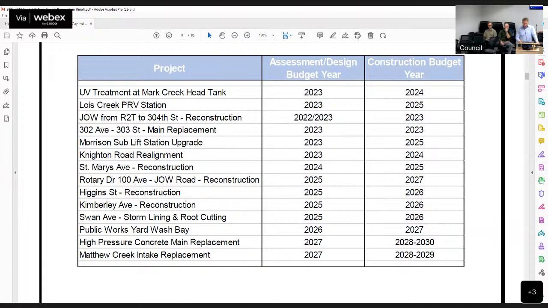So there's a number of projects that we have design work going on. Some of the design did commence in 22 and is carrying over into 23. The Jim Ogilvie Way project is one example of that.